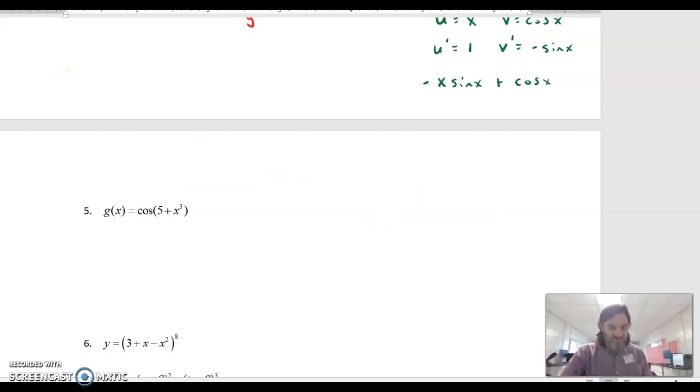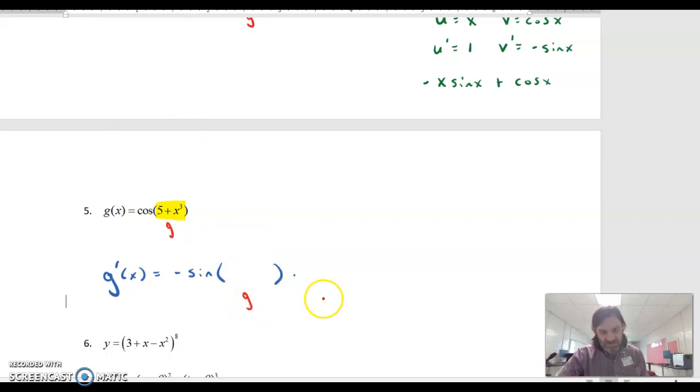So number 5 is g of x equals cosine of 5 plus x cubed. We know how to take the derivative of a cosine, so we're in good shape here. We don't have to rewrite anything. And 5 plus x cubed is a little bit more complicated than our x, so let's see here. That would be our g in there, or our u, whichever way you want to think about it. So g prime, our derivative, will be the derivative of cosine, which is negative sine. And we leave our placeholder for the function, and then we'll tack on the derivative at the end.